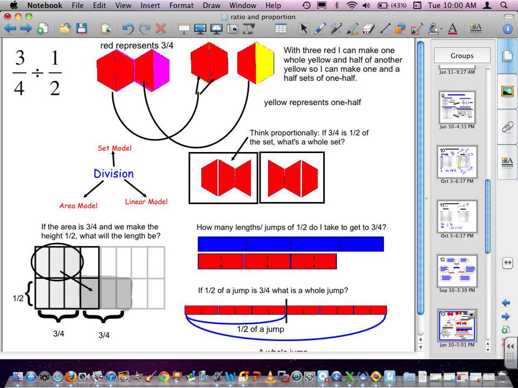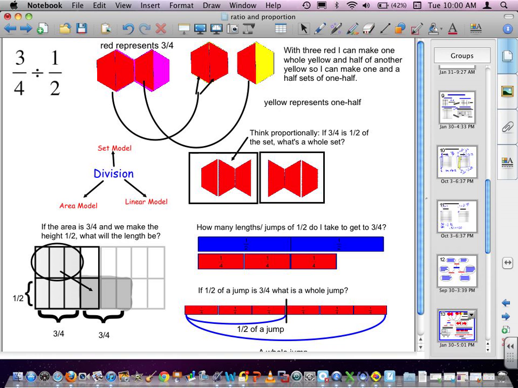So when I have 3/4, you see that I have 3 little red pieces here that are 3/4 of the pink. So that's how I'm modeling 3/4. And I want to make sets of 1/2. So my question could be read as, with 3/4, how many sets of 1/2 can I make? And a nice way to think of this is, if I have 3/4 of a cup of sugar, how many 1/2 cups of sugar can I make, right?